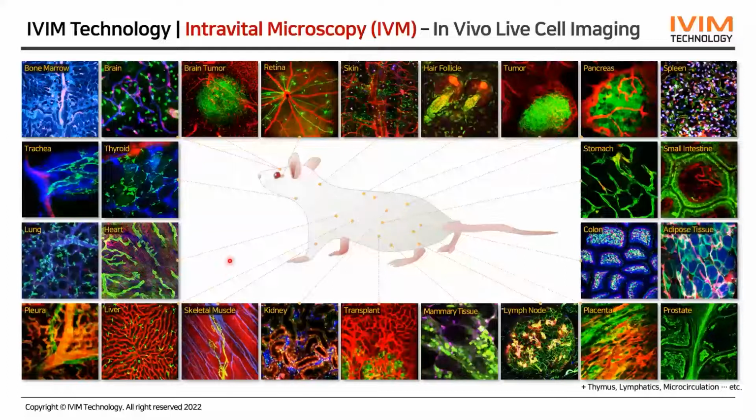IVIM's intravital microscopy has succeeded in high-quality live cell imaging in almost all of the internal organs in a live mouse model, as you can see in this slide. It includes brain tumor, skin, pancreas, spleen, and some GI tracts, prostate, lymph node, mammary tissue, placenta, and even heart and retina in vivo.